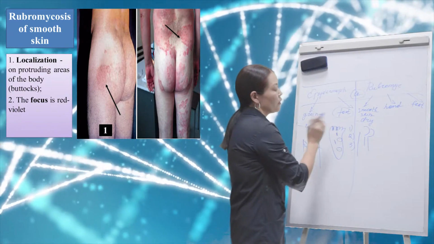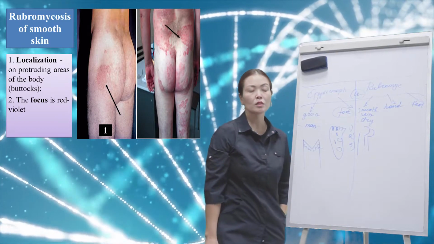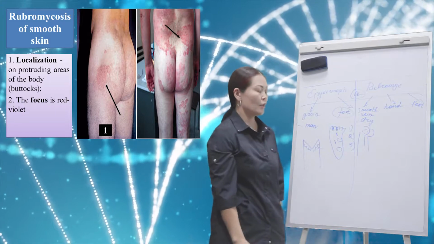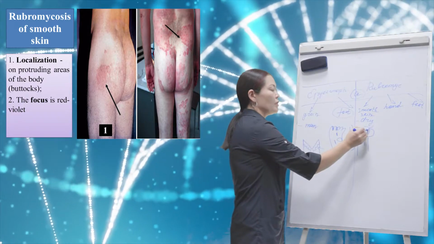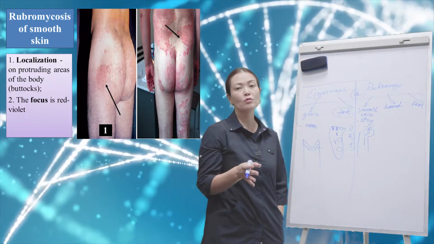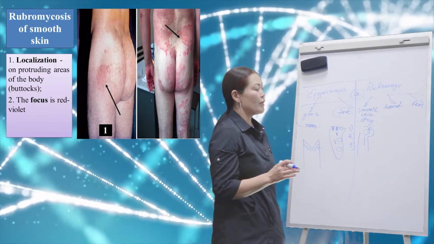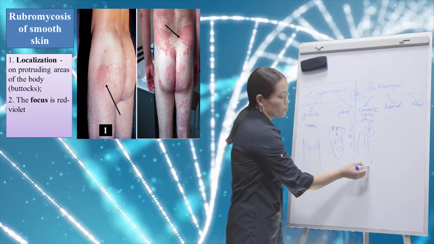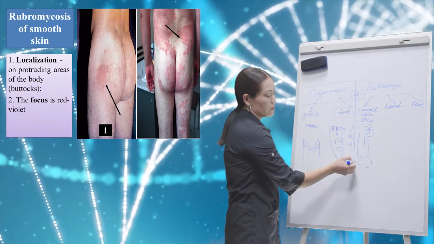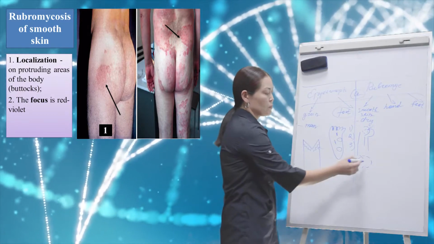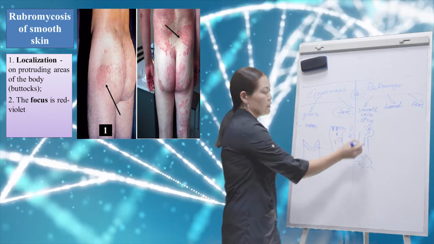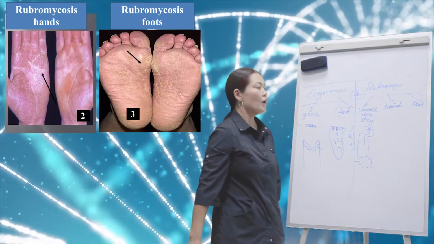So in smooth skin rubromycosis, the color of the rash can be not red. Mostly they will have violet or cyanotic colors. And look, the borders of this rash will not be like a circle. It means that in some places the borders of the lesion will not be visible to you, so not a classical circle.